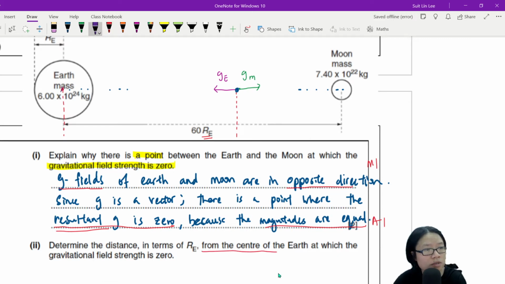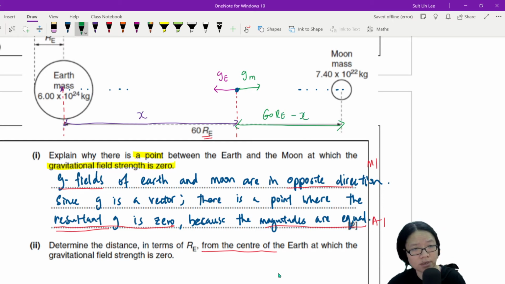Center of the Earth is here. I want to measure from here all the way to here. How many RE? 1 RE, 2 RE, 10 RE, 50 RE, don't know, need to calculate. So let's just call this X. We want X in terms of RE. But good news, if we want to look for X, we will know what this value is. Here to here will be 60 RE minus X. Does that make sense? Because the whole thing is 60 RE.